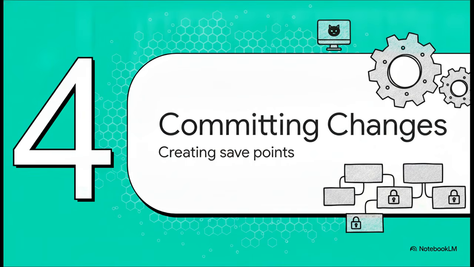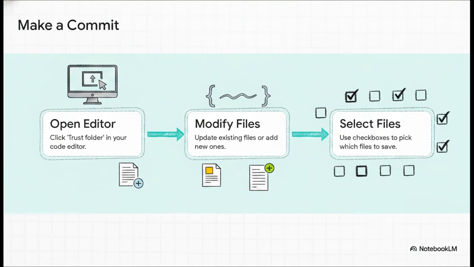All right, on to the fun part. Step 4, committing your changes, creating save points. This is where we actually get our hands dirty and start building. So you can actually launch your code editor, like VS Code, for example, directly from GitHub Desktop. Just a heads up, the first time you do this, you might have to click a Trust This Folder prompt, just as a quick security measure.